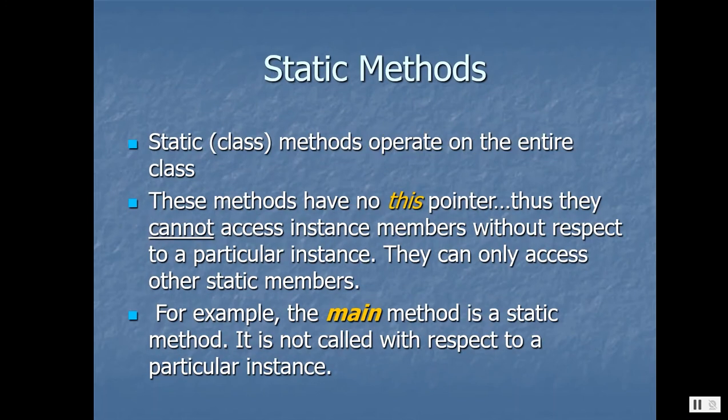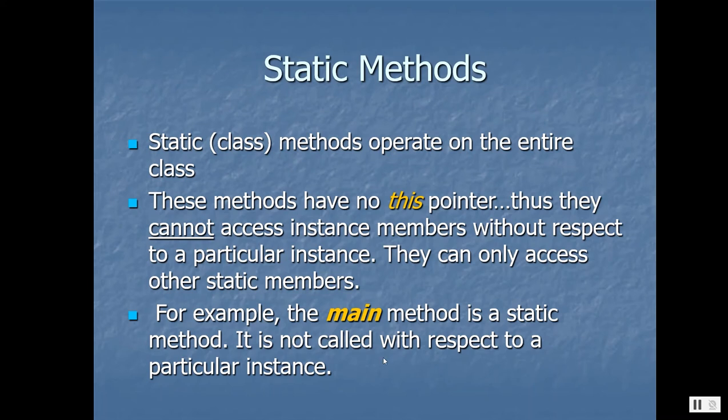Something to note about static methods. When we were working with instance methods, including constructors, we saw that they have a this pointer, and that this pointer is pointing at the particular instance for which the method was invoked. Well, there's no such thing as a this pointer in a static method, because a static method isn't called with respect to a specific instance.